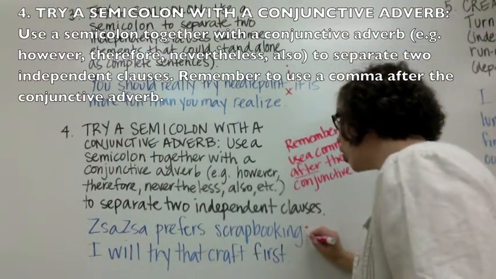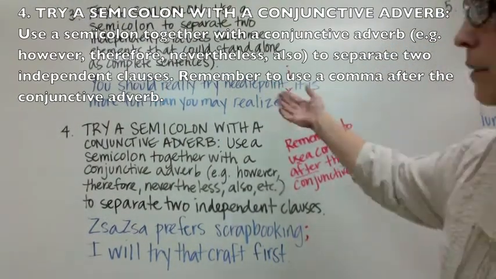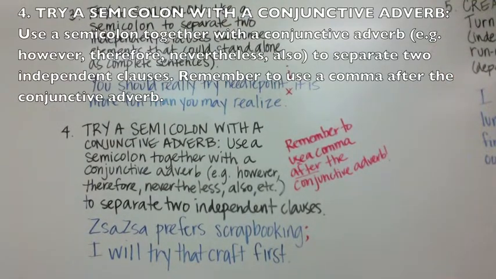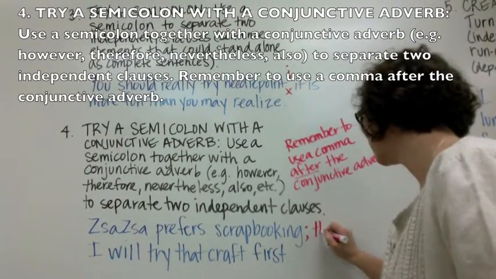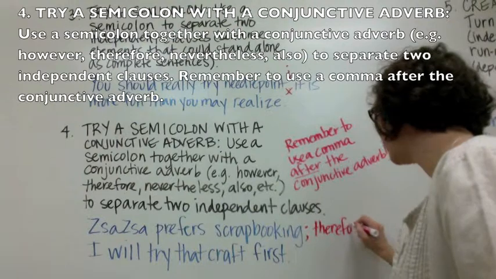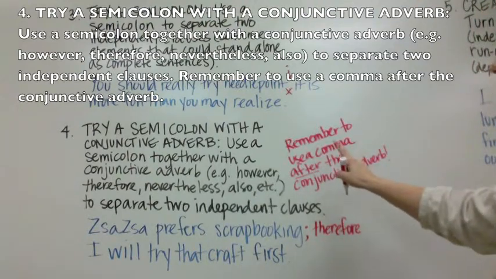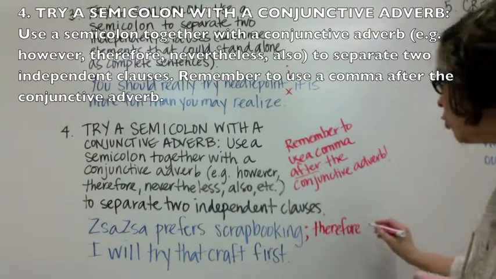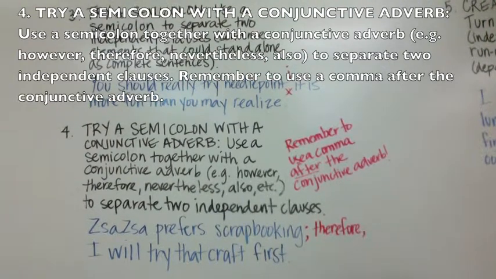Jaja prefers scrapbooking. I could put a period there and make a new sentence, but I'm not going to. I'm going to put a semicolon. And now, because I'm not only going to try a semicolon, but I'm going to try it with a conjunctive adverb, I'm going to put a conjunctive adverb there. Okay, so which one should I use? How about therefore, since I seem to be taking Jaja's advice or following her lead. Now you'll note this little note up here in red. Remember to use a comma after the conjunctive adverb. Otherwise, you do not have a correctly punctuated sentence. So we don't have a correctly punctuated sentence yet. As soon as I put that comma there, I'm fine. Jaja prefers scrapbooking; therefore, I will try that craft first.